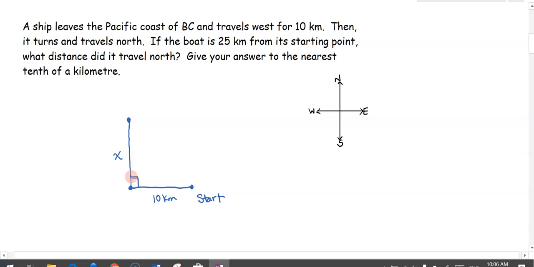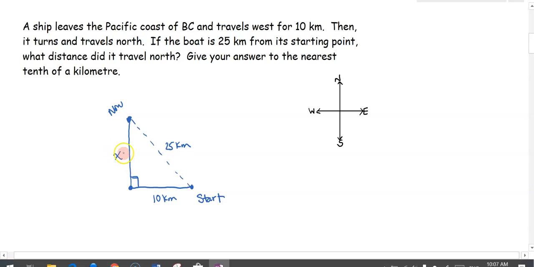We do know the boat, where it is now, from its starting position, is 25 kilometers away. So let's put that in our diagram. In other words, if it had to turn and head back to where it started, it would have to travel 25 kilometers. So now we have a diagram in which we know two sides of a right triangle, and we're missing the third. Now that you have your diagram, you can go ahead and use your Pythagorean theorem.